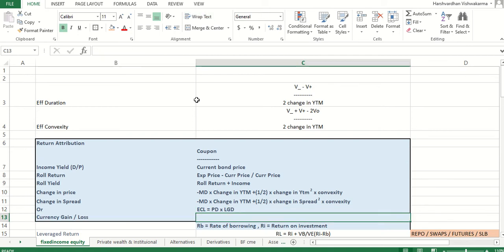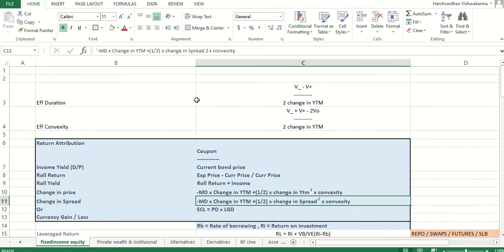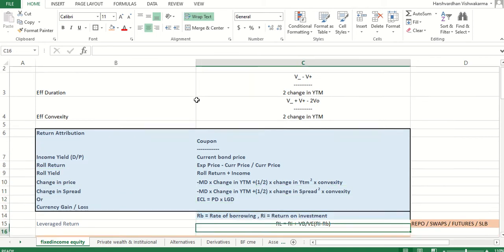And the final attribute is the currency gain loss. So pretty much everything is the same, only the change is over here, wherein we are using the credit spread.